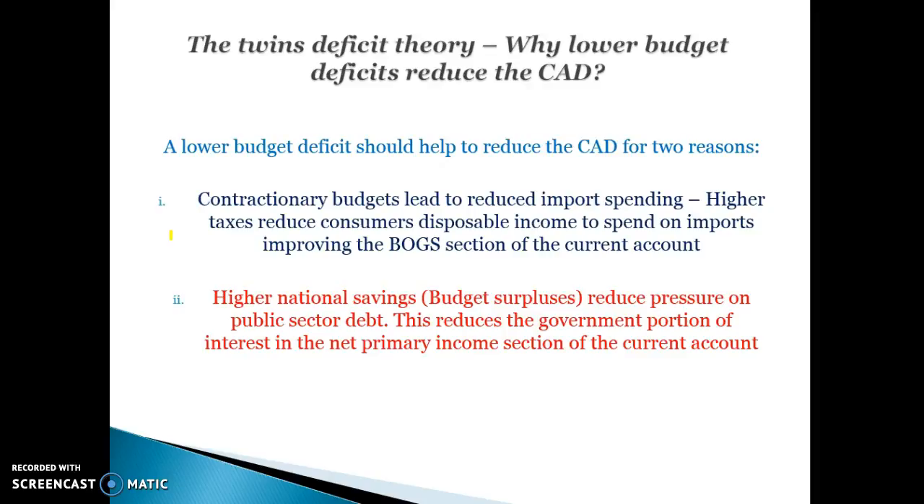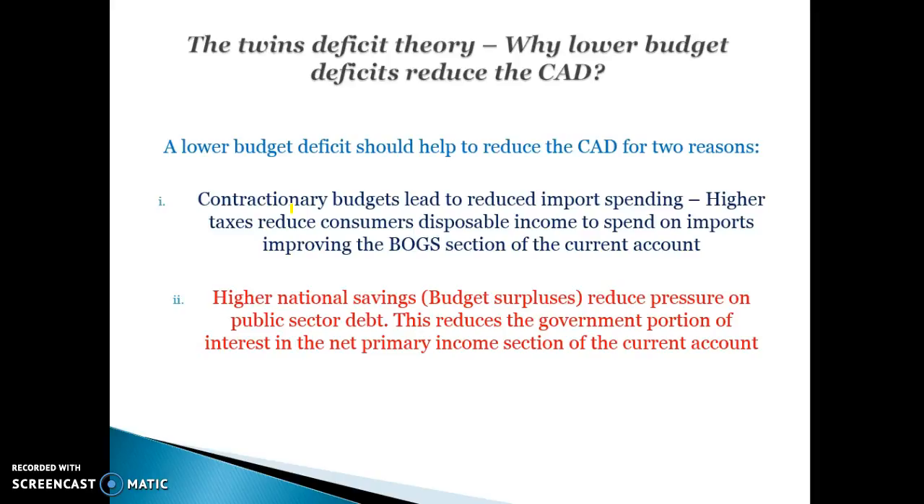Why does a budget deficit generally lead to a higher current account deficit? If the budget's in deficit, the government's spending more than they're earning, so why does this generally lead to a bigger current account deficit? There are two reasons. One, a bigger budget deficit is generally expansionary and is generally a sign that we're likely to be importing more. So a bigger budget deficit leads to increased import spending, which increases the deficit in the balance of merchandise trade section of the current account. For example, if we have lower taxes or increased welfare, that will boost import spending.